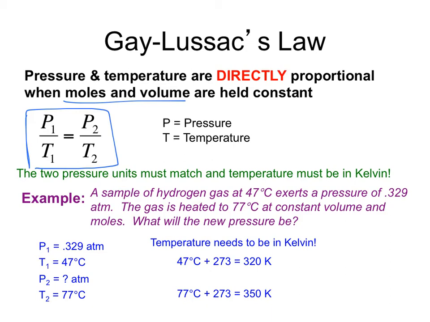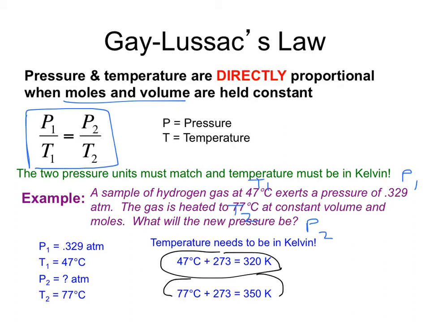Let's take a look at this example problem. A sample of hydrogen gas at 47 degrees Celsius exerts a pressure of 0.329 atmospheres. The gas is then heated to 77 degrees Celsius at constant volume and moles. What will the new pressure be? So we know this is our T1, and this is our P1, and this is our T2, and we're solving for P2. And of course we need to switch over our Celsius to Kelvin, which is what we see right here.